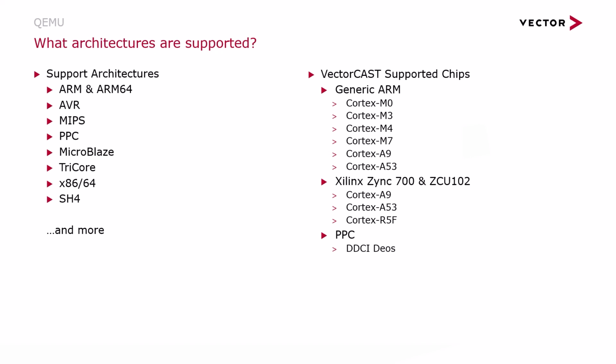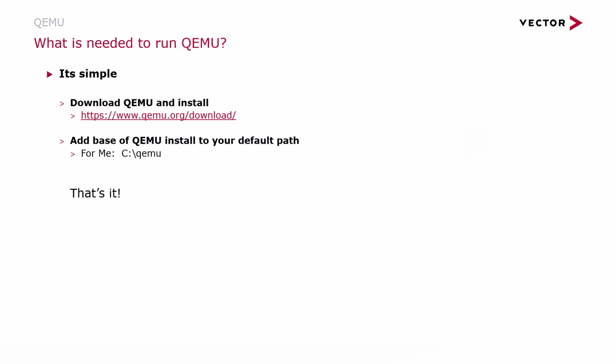Within VectorCAST, we've already supported a generic ARM, M0, M3, M4, M7, A9, and A53 for the generic QEMU. We support QEMU for Xilinx Zynq 7000 and ZCU102, and those are the Cortex A9, Cortex A53, and Cortex R5F. And then on the PowerPC side, we use the QEMU emulator provided by DDCI for the DOS operating system.